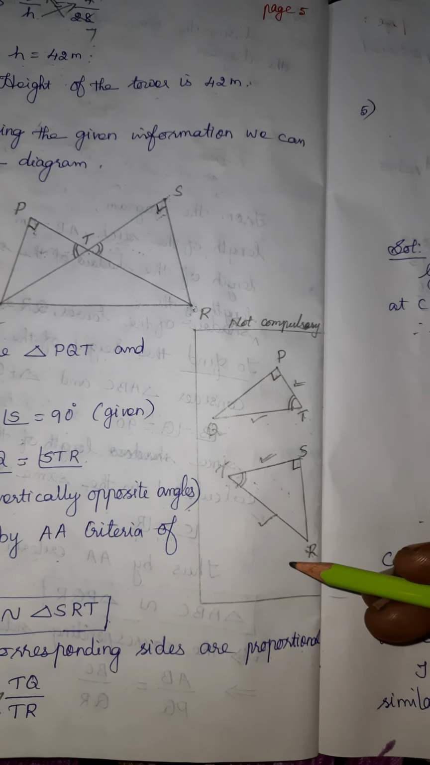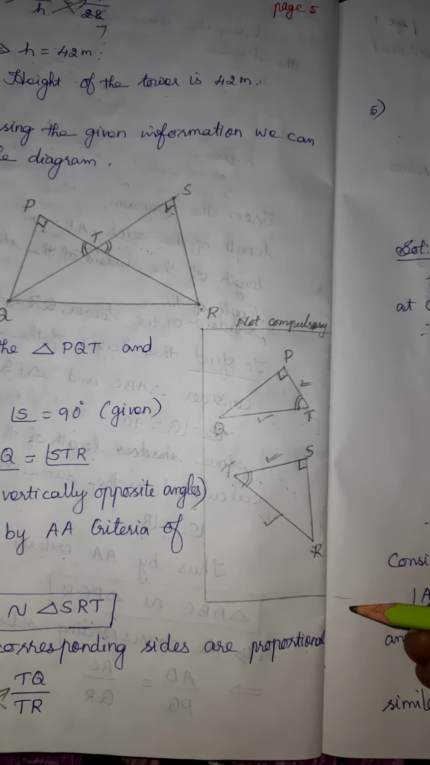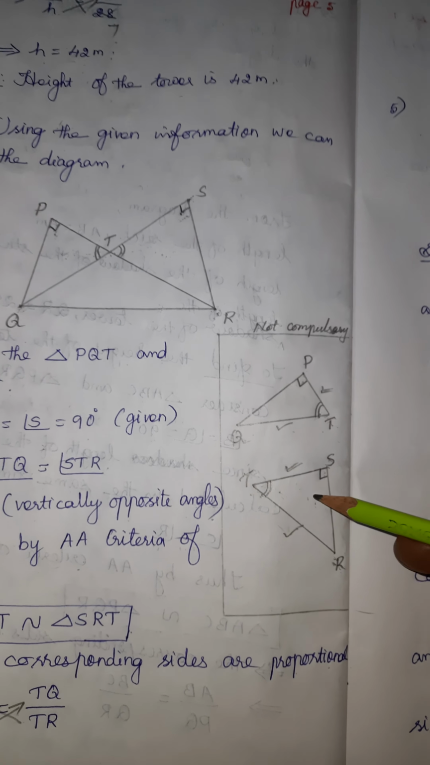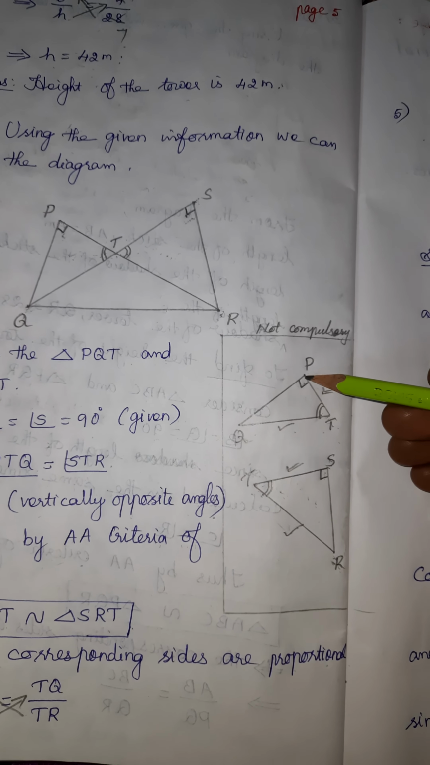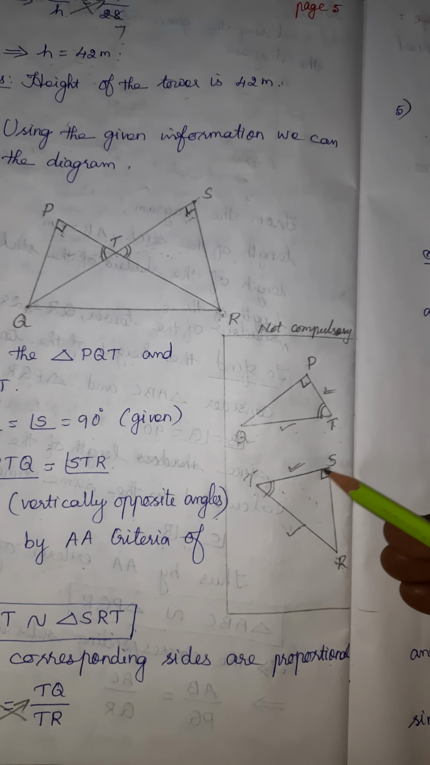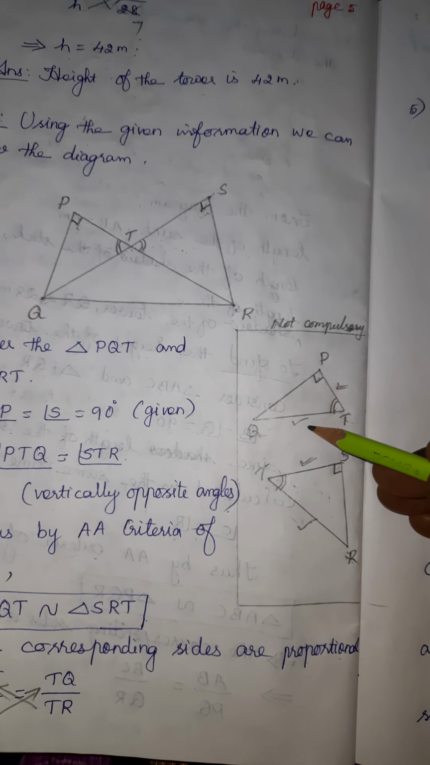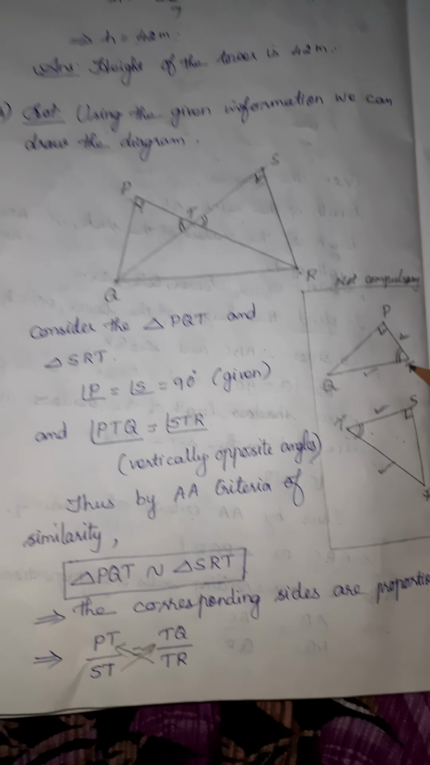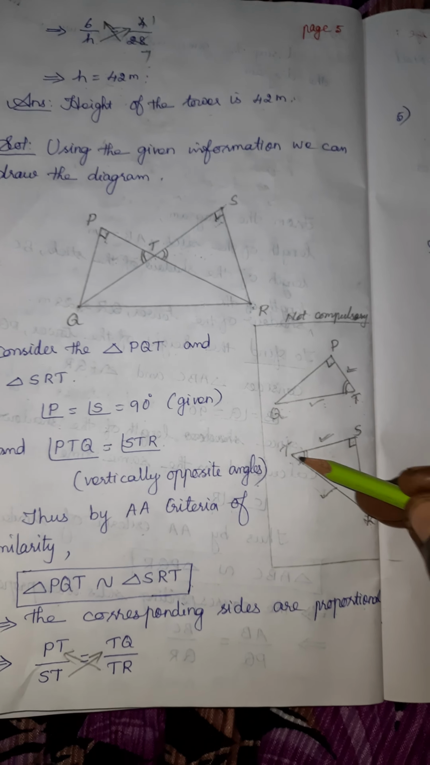In the previous sums they gave the measures, so from that we can find out which ratios are easy to choose. But here the measures are not given, so you have to choose the sides carefully for proving the result. This side has one vertex at 90 and another at the equal angle, so the corresponding side is ST. Then next is the hypotenuse: 90 degrees, so this TR is the hypotenuse. So TQ divided by TR. Understand? TQ divided by TR.